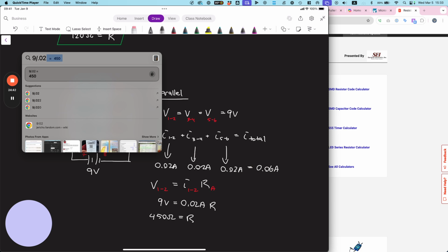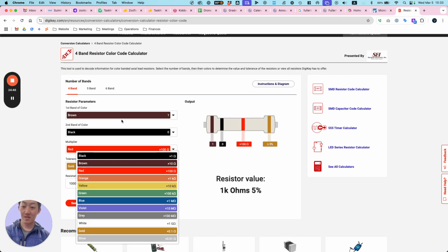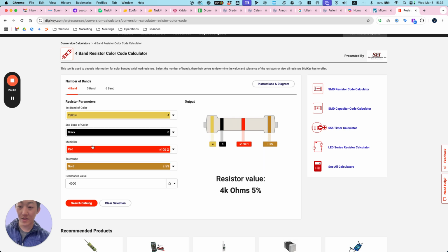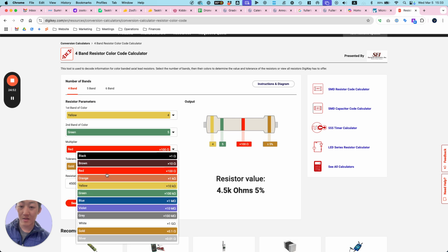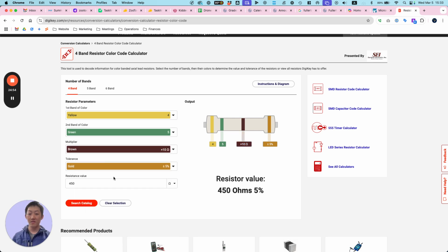Okay, that's our resistor. What's the color? I'm going to do 4, 5, and 10. 450, right? So yellow, green, brown. All right, we're still dealing with the brown, yeah? Are there 3 resistors at 450? Yes, all three are the same.